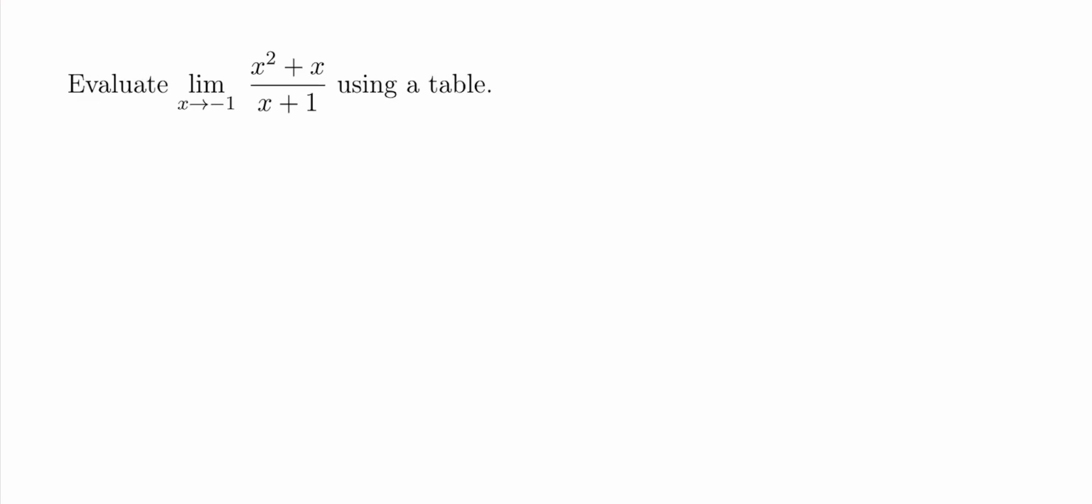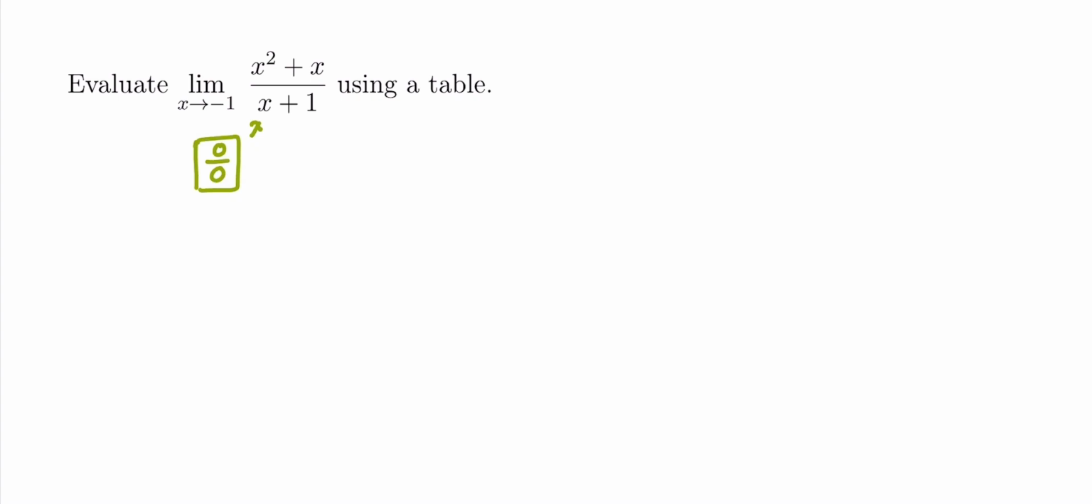In this video, we're going to look at evaluating limits using tables. So looking at this example here, we want to approach -1, and if we go to just plug in -1 to this function, we're going to get 0 on the top and 0 on the bottom.